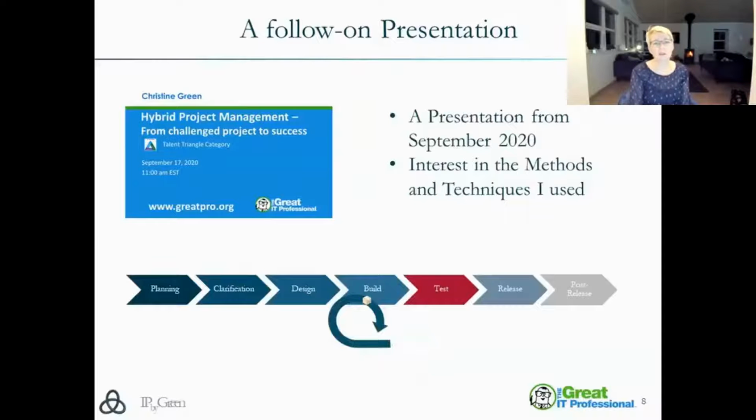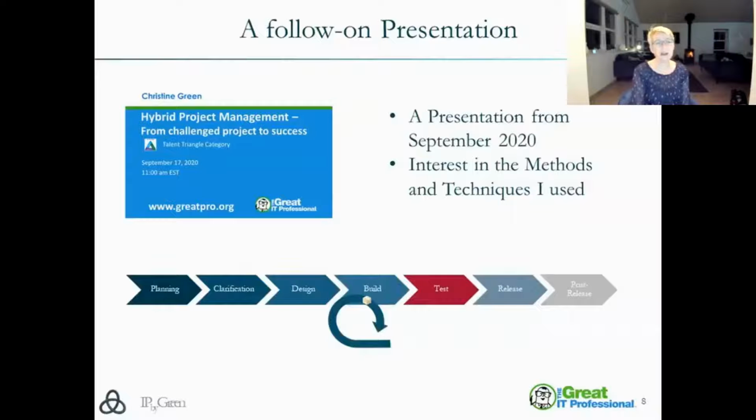One of the reasons for creating this presentation was that in September I gave a presentation about hybrid project management, a methodology that I use quite a lot, especially because some of the complex and critical projects that I'm dealing with are usually quite large. Not only by nature and functionality, but also by the amount of resources and stakeholders engaged.